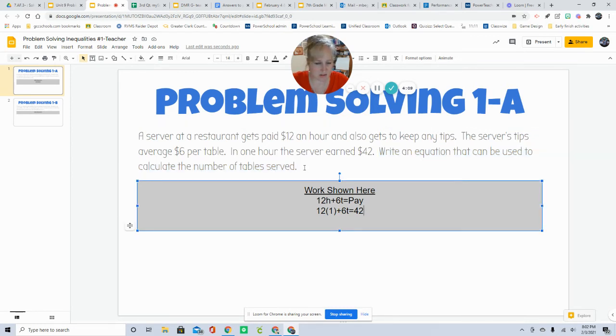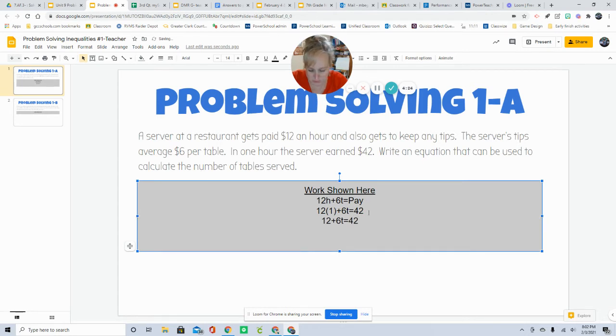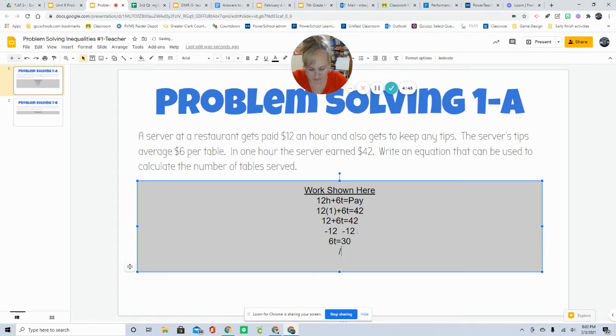Now, this is not asking us to solve, but I'm going to go ahead and solve just so that you guys see how these things might be related. So 12 times 1 is 12, still plus the 6t equals the 42. Now, the next step that I have to do is subtract 12 from both sides. Okay, so that will end up equaling 6t left on this side equals 42 minus 12 is 30. And then the next step will be to divide both sides by 6.